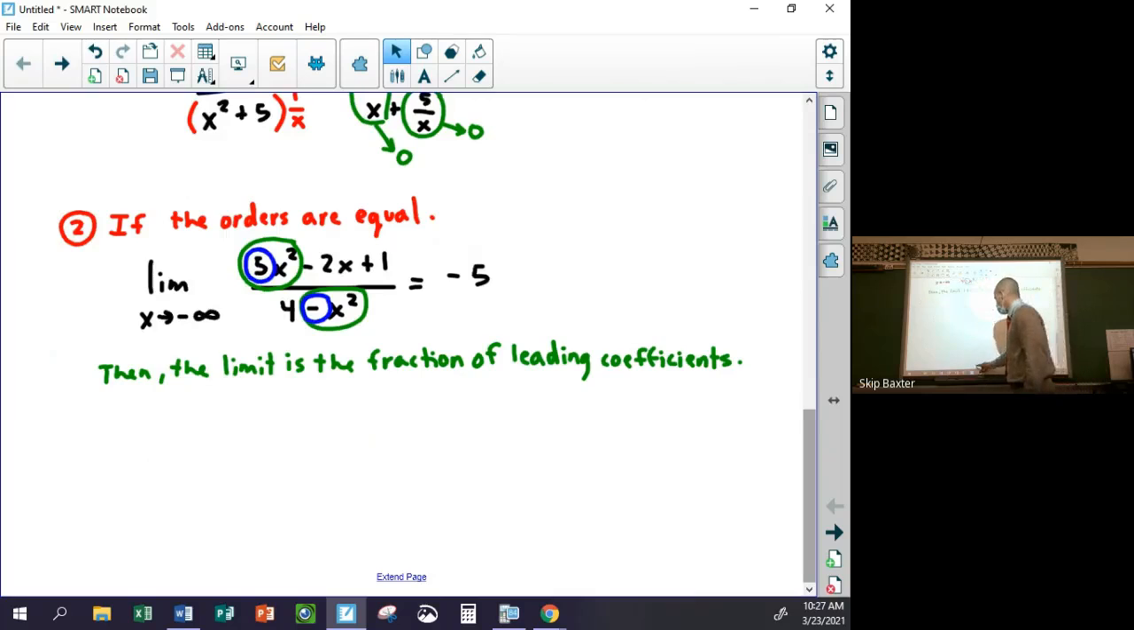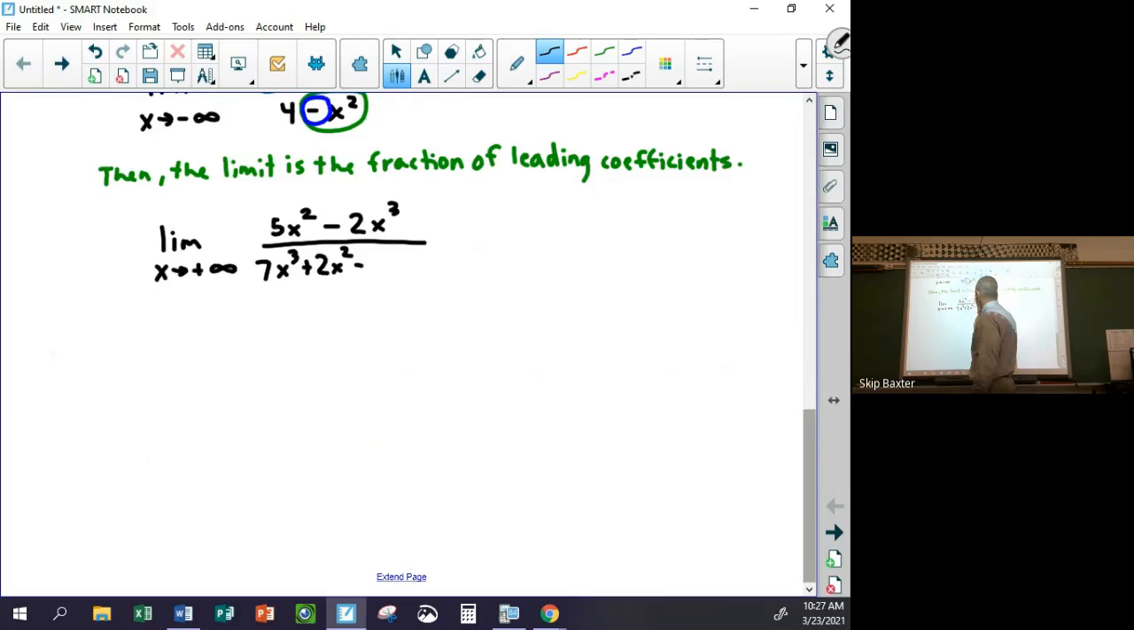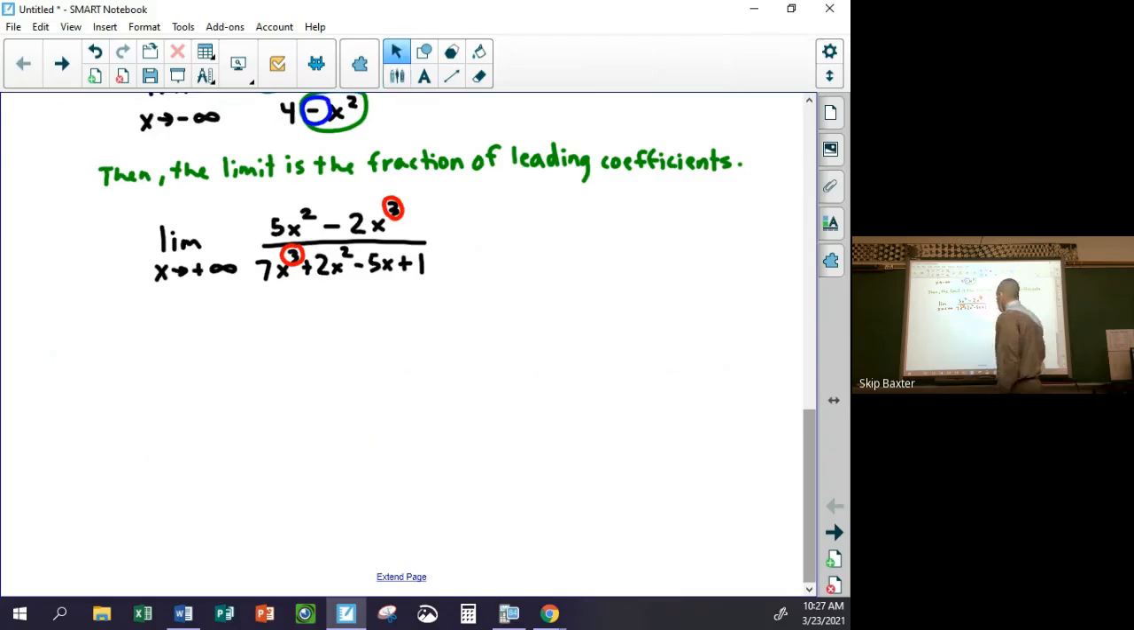Let's do another example like this. Like if I have something like the limit as x goes to positive infinity of 5x squared minus 2x cubed over 7x cubed plus 2x squared minus 5x plus 1. I'm observing the fact that the orders are the same. They're x cubed on the top and x cubed on the bottom. So the limit is just the fraction of leading coefficients.